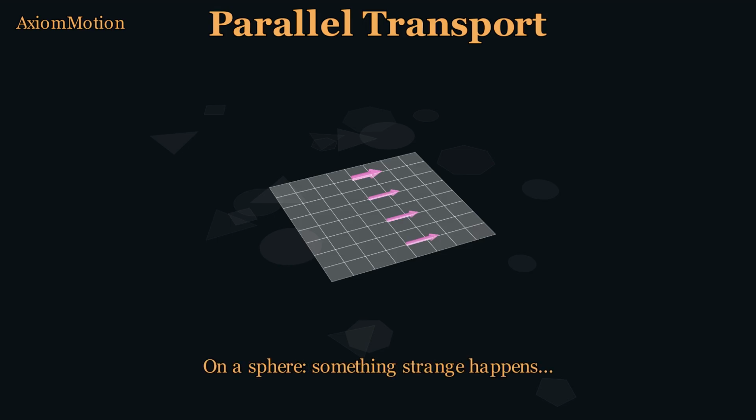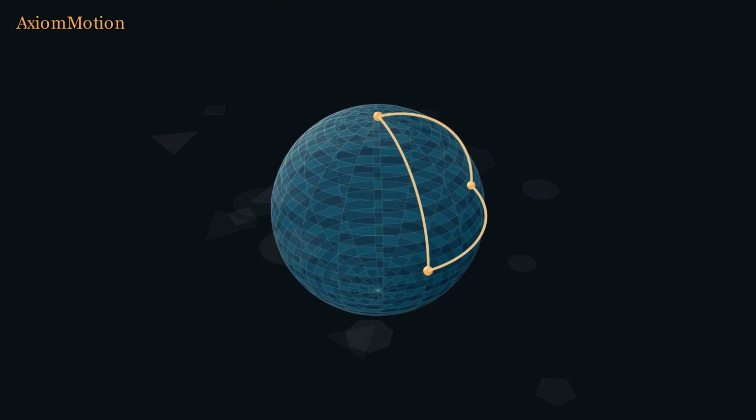But on a sphere, something strange happens. Place a vector at a point on the equator pointing due north. Transport it east along the equator for 90 degrees of longitude. The vector still points north. Now turn and go north along the meridian, all the way to the pole. The vector rides along, staying parallel. Finally, come back south along the prime meridian to where you started. Look at the vector. It no longer points north. It points east. It has rotated by exactly 90 degrees.